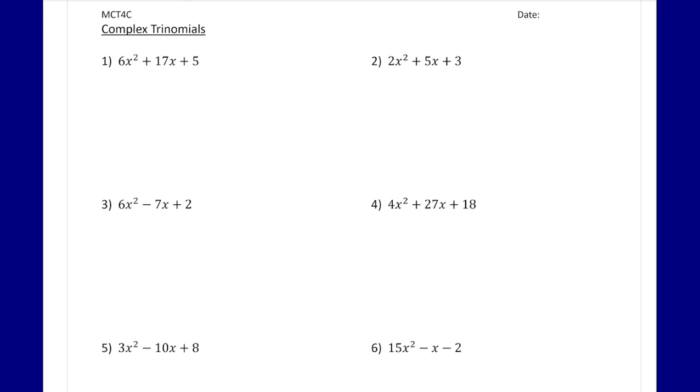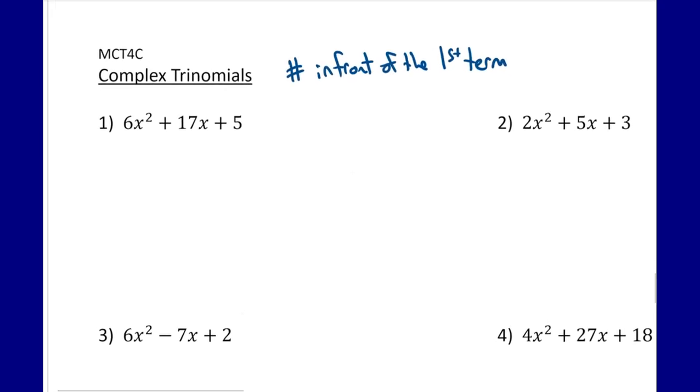First, what we're going to do is we have, again, a complex trinomial, right? We have a number in front of the first term. If we look at all these, there's a 6, a 2, a 6, a 4, a 3, a 15, right? Numbers in front of those first terms in all of them. You could look to see if we can common factor, but if we look at the first one, 6x squared plus 17x plus 5 does not work. Right? So we cannot common factor. So we have to factor this as a complex trinomial.